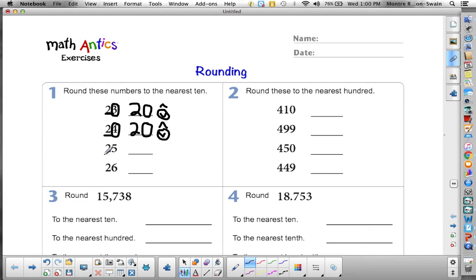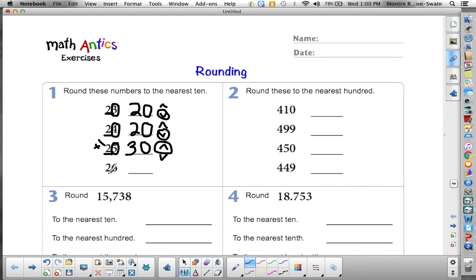25 rounded to the nearest 10. Underline the 2 in the tens place, circle the 5 in the ones place. The 5 is going to say if we're going to go up or down. The 5 is a big number, so we're going to go up. That means we need to add 1 to the 2, so the 2 becomes a 3, and the circle number becomes a 0.